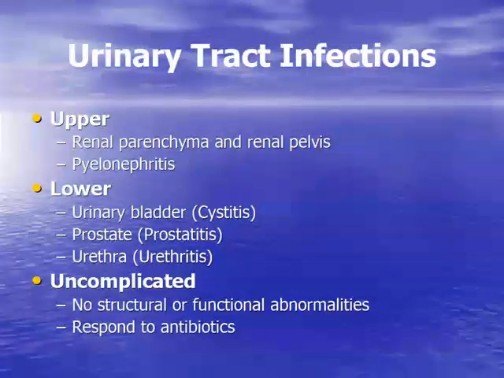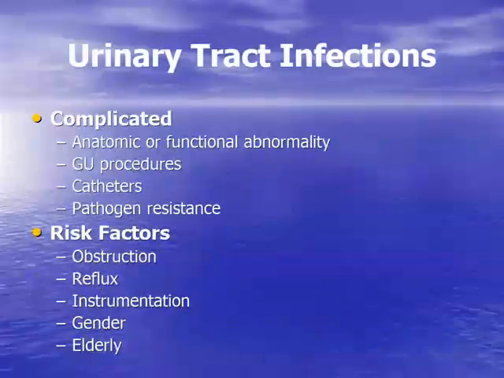Uncomplicated UTIs are where there is no structural or functional abnormalities. The patient responds nicely to antibiotics, improves quickly on the antibiotics, and returns to normal bladder function. Complicated UTIs include those that have an anatomic or functional abnormality, patients that had some sort of genitourinary procedure, patients with catheter infections, or patients that are demonstrating the antibiotics aren't working very well and there's resistance to whatever pathogen is growing with that UTI.